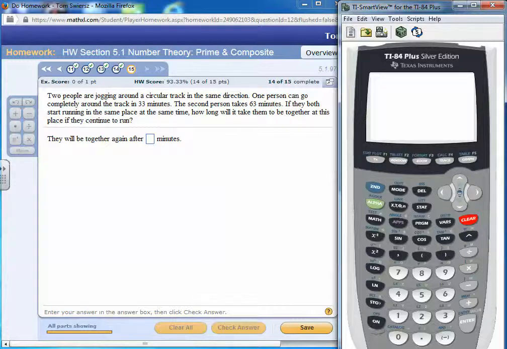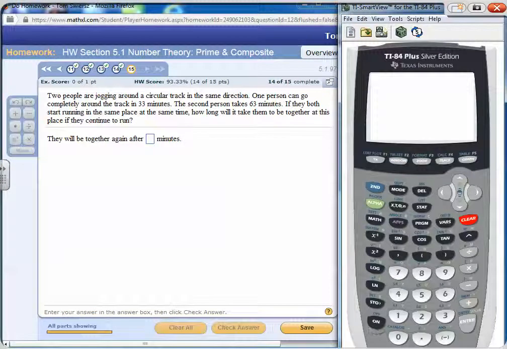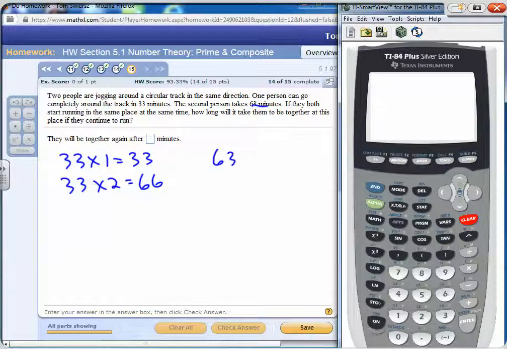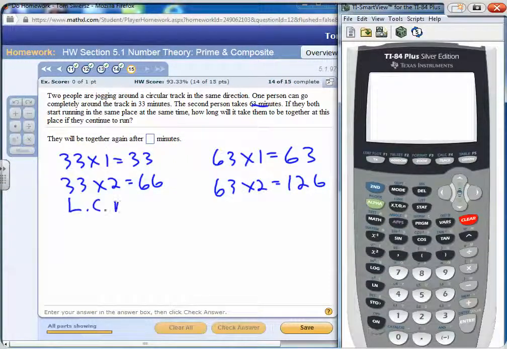Now again, what we're doing here is multiples, right? You go completely around the track in 33 minutes, so 33 times 1 is 1 lap, after 33 minutes. 33 times 2 would be 66, and so on. The second person's 63, so 63 times 1 is 63 minutes. 63 times 2 is 126. So we're looking for the least common multiple. We don't have to keep on doing multiples. We can do it by the prime factorization, and then you have the rule. So let's go ahead and do it that way.